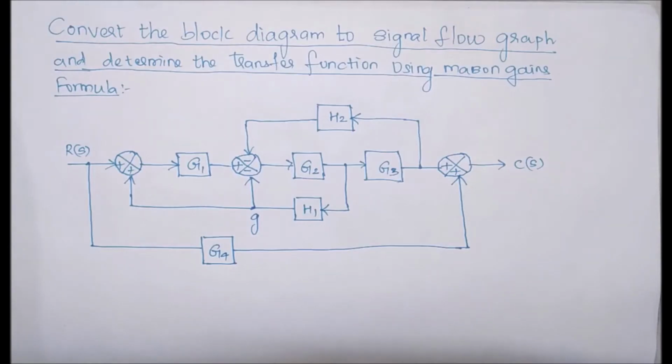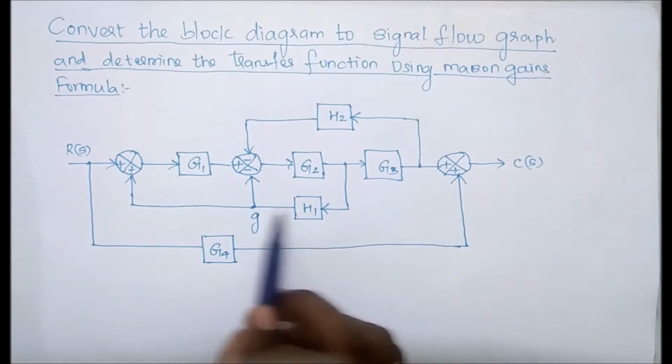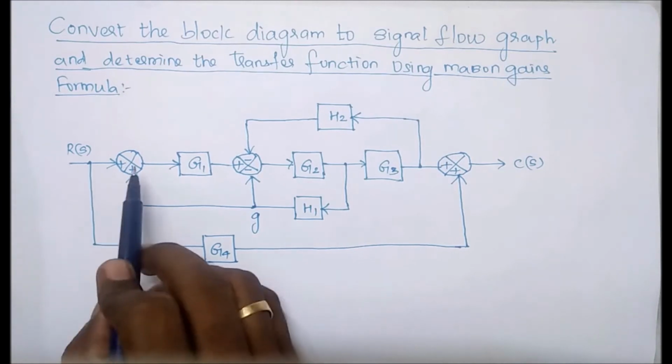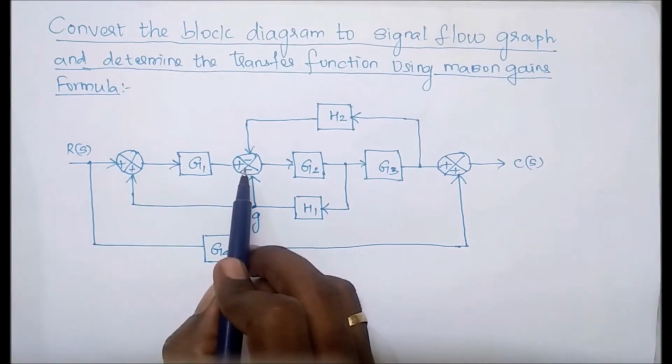In this video, we are going to see about converting a block diagram into a signal flow graph and finding the transfer function by using Mason's gain formula. So this is the given block diagram. First we have to mark the number of nodes available in the given block diagram.